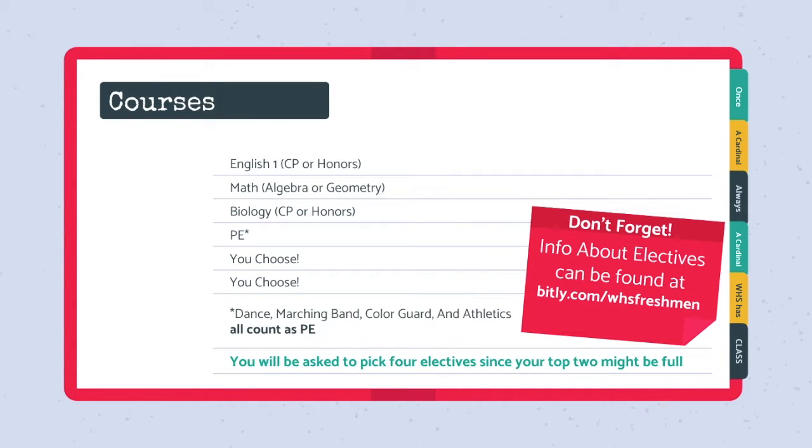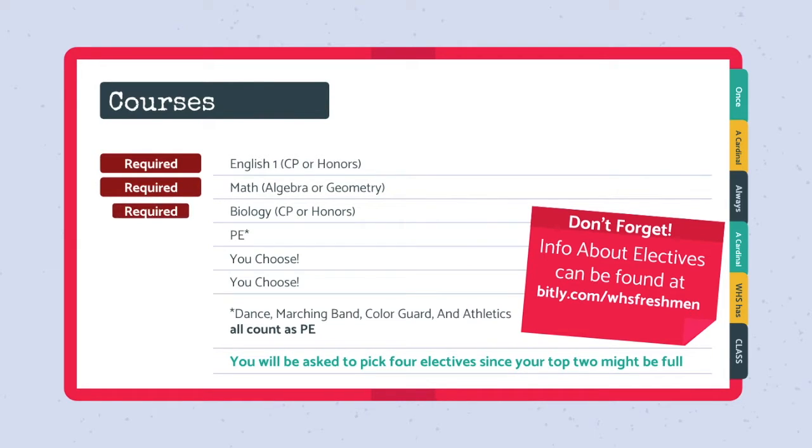Good evening. The majority of our freshmen who come to Whittier High School and across our school district take the same courses for their first year. And what I mean by the same is we all have six classes that the students are assigned, one of them being English, the other being math, the other biology, PE, and then two elective choices.